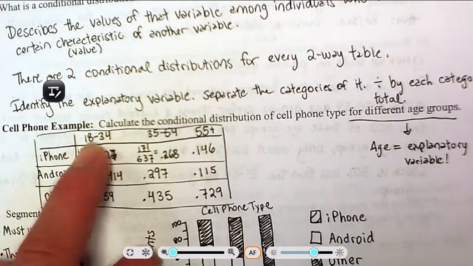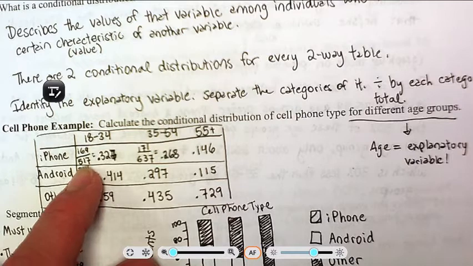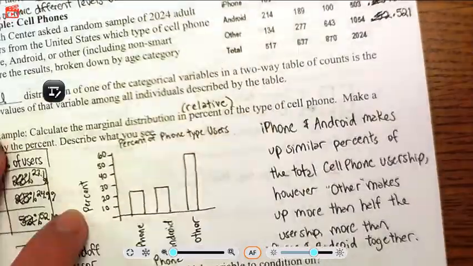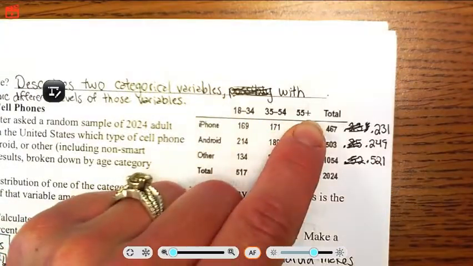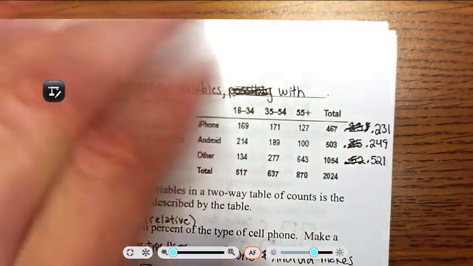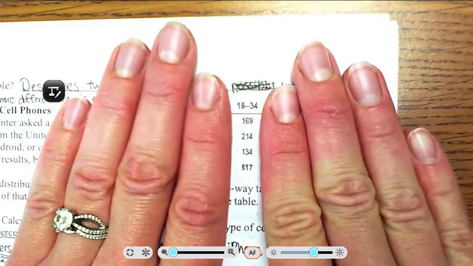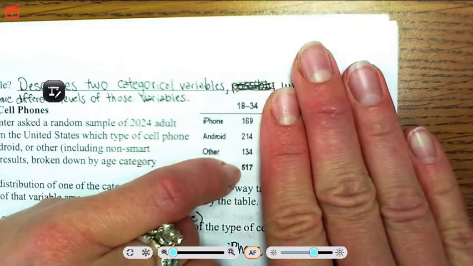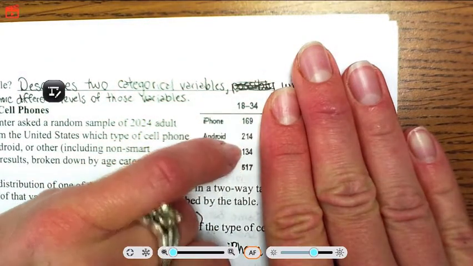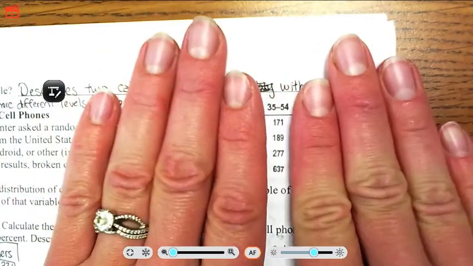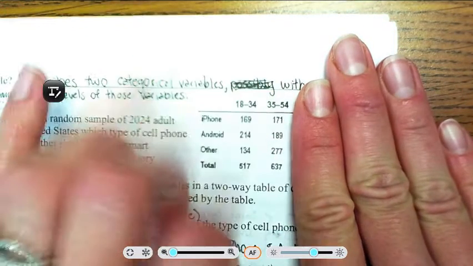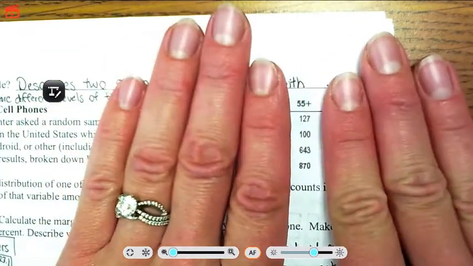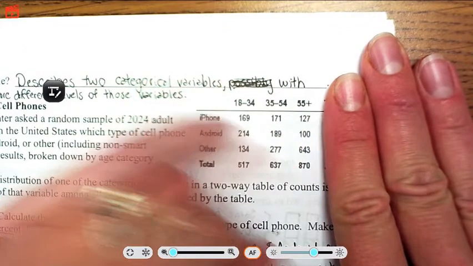Okay, so let's go ahead and take the 18 to 34-year-olds and find the conditional distribution. You identify that these are the explanatory variables, and then you separate them into each unique explanatory variable one at a time. Take a look at your 18 to 34-year-olds. Take 169 out of 517, 214 out of 517, and 134 out of 517. Then do the same thing for your 35 to 54-year-olds. Take each of these and divide them out of the total. Do the same thing for 55 plus. Take each of these and divide them out of the total.